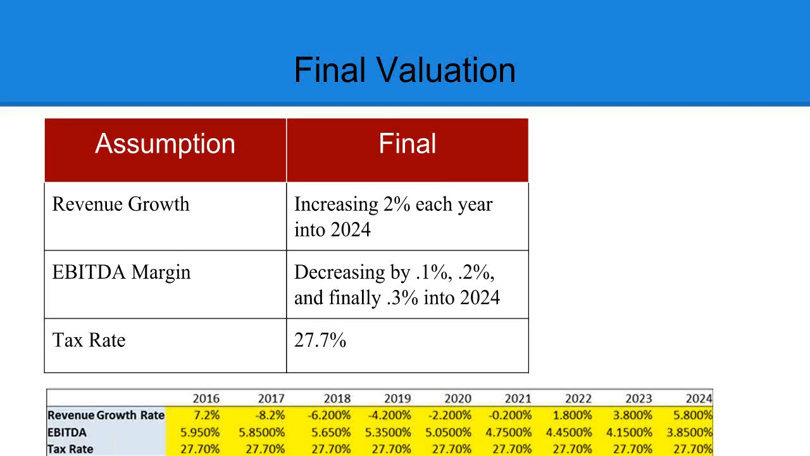However, our EBITDA margin, although lower than our revenue growth, actually increased from 2017 to 2024, which is to say that although our revenues are staying constant, based on higher costs as stated before and other factors, we believe that our costs will increase, therefore lowering our profit margins as a result. And as stated before, we didn't perceive any regulatory changes affecting the tax rate, so we kept our tax rate constant at 27.7% going into 2024.